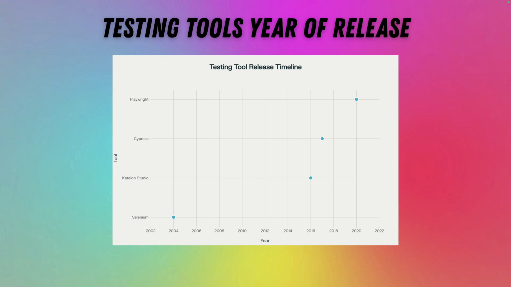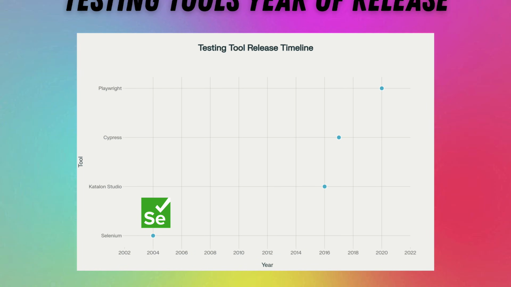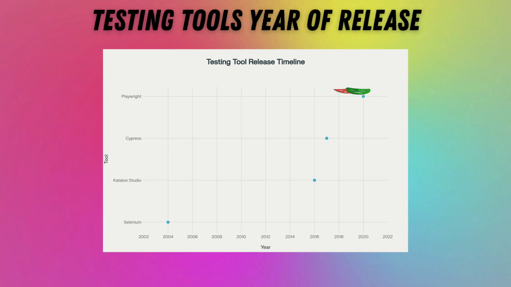Hi guys, welcome back. Today in this video, we'll be talking about which UI automation testing tool got prominent in the industry when you choose to perform any testing operation. Over a period of time, many automation testing tools were released. For example, Selenium was released in 2004, then in 2016 Katalon Studio, in 2017 Cypress, and in 2020 Playwright got released. So many testing tools got released over the period of time, as you can see over here.